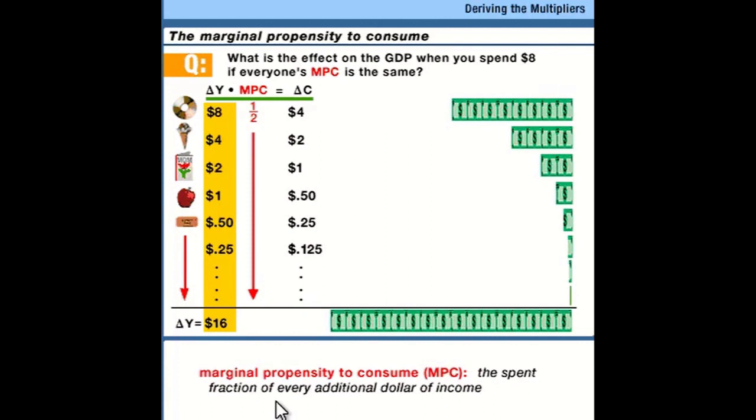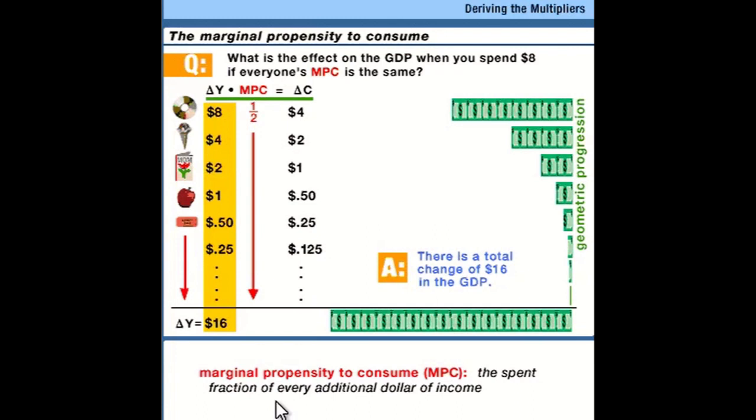How would you have known that the total change in income in this case was going to be equal to $16? Well, you would have known it because there is a nice simple mathematical formula that shows how a geometric sequence can be summarized. That is, if you have 1 plus 1/2 plus 1/4 plus 1/8 and you add them all up, you're eventually going to get to 2. And 2 is equal to 1 over 1 minus 1/2.